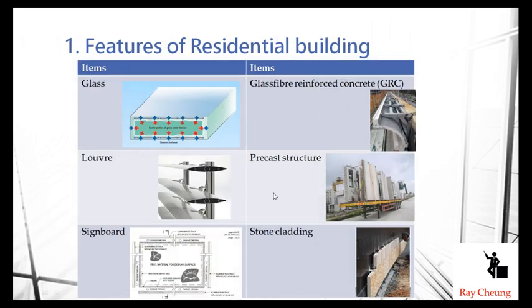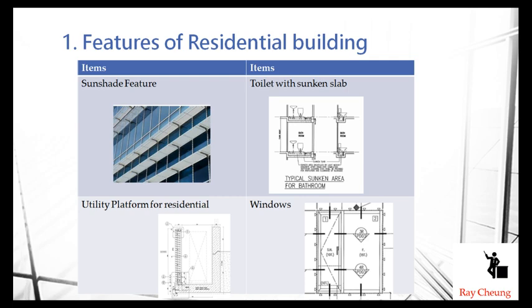And some other features for Hong Kong buildings: there are many typical precast structures for being environmentally friendly, and stone claddings and GRC to make another special old-style feature. This is for the environmentally friendly elements. For the sunshade features, another thing is the so-called sunken slab to prevent water leakage. Another feature is the so-called utility platform. Remember, you also need to check whether we have provided sufficient space for the utility or air conditioner.